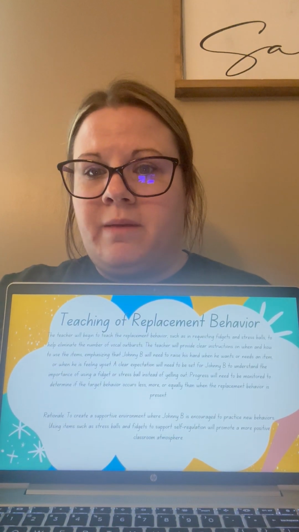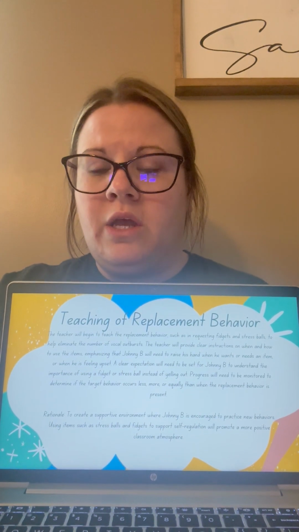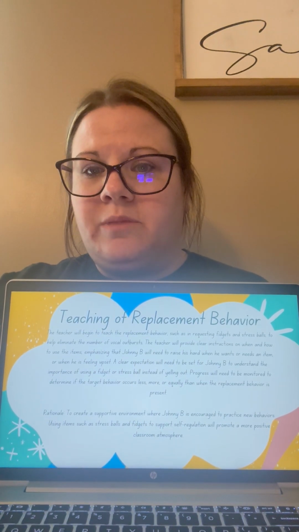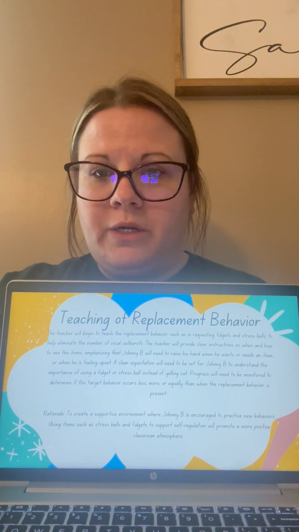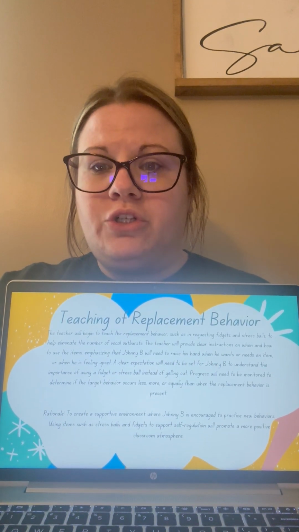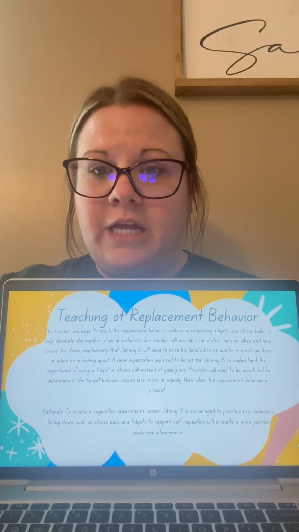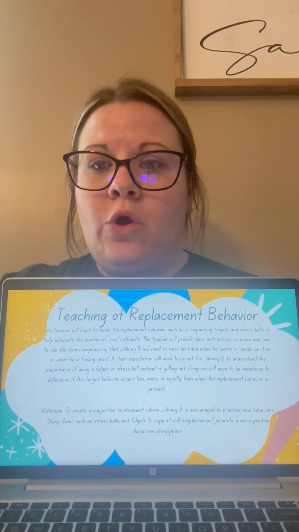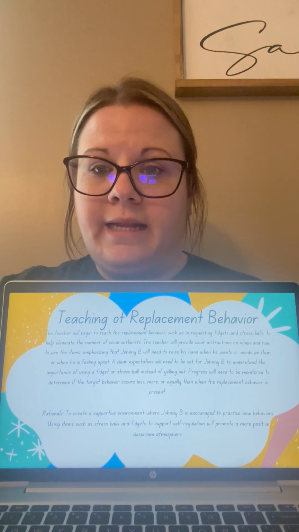Reteaching of replacement behavior. The teacher will begin to teach the replacement behavior, such as requesting fidgets and stress balls, to help eliminate the number of verbal outbursts. The teacher will provide clear instructions on when and how to use the items, emphasizing that Johnny B will need to raise his hand when he wants or needs an item, or when he is feeling upset.